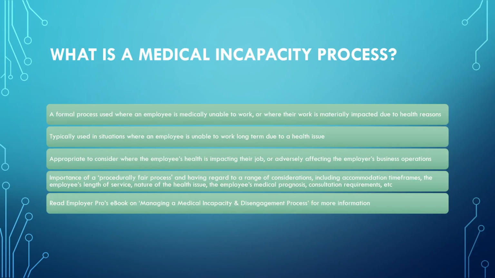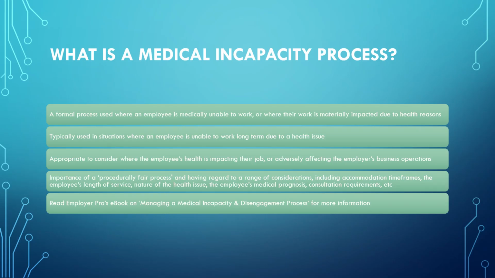What is a medical incapacity process? It is a formal process used by an employer where an employee is medically unable to work or where their work is materially impacted due to health or medical reasons. Typically, it's a process that is used by employers where an employee is unable to work long-term due to health reasons or issues. It is appropriate to consider this process where the employee's health is impacting their job or otherwise adversely affecting the employer's business and operations.